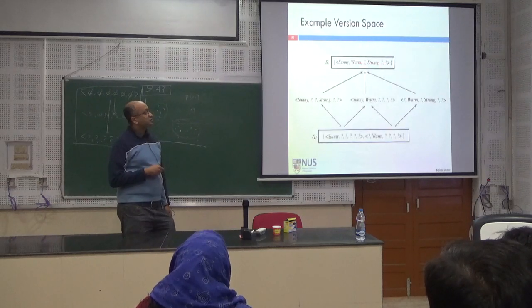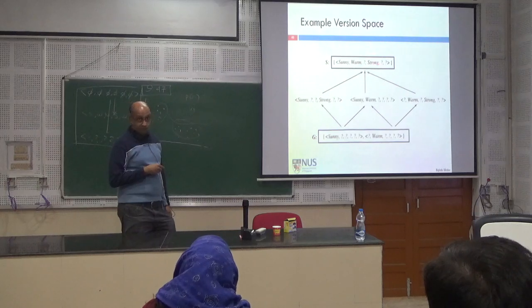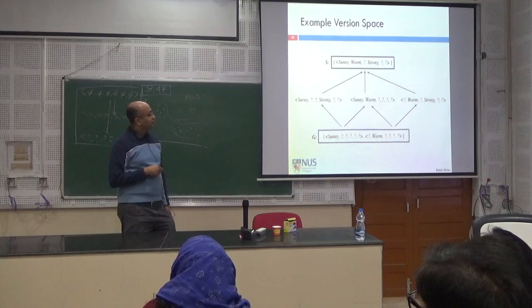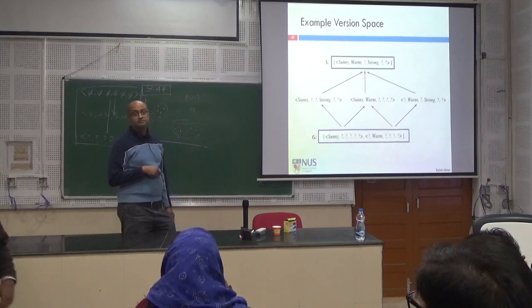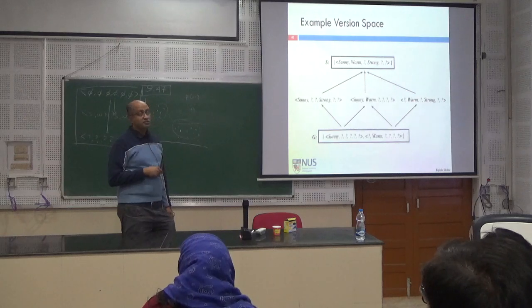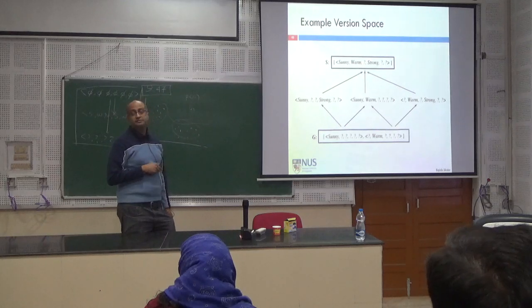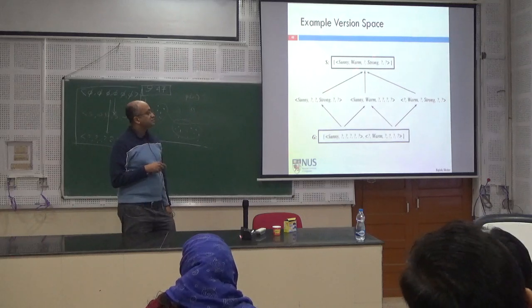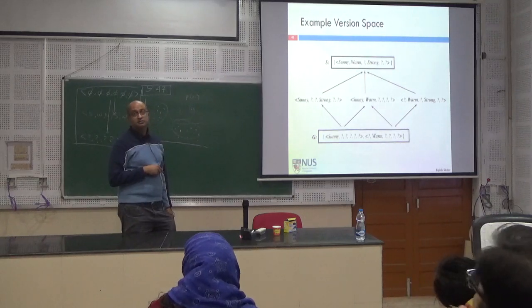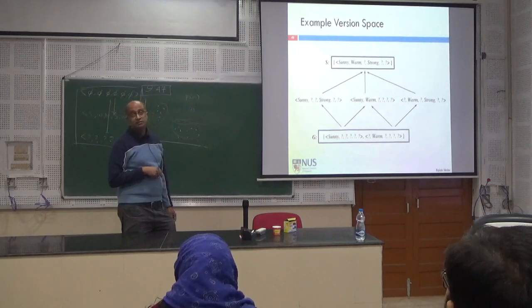This is the most specific one. Can I have general? For example, if you have sunny, warm, and strong, you definitely want them and you don't care about the others. So sunny and strong works. Or sunny and warm works. Warm and strong works. Right? So these are intermediate hypotheses. These are more general than this. This hypothesis is more general than this because you don't care about this particular condition.